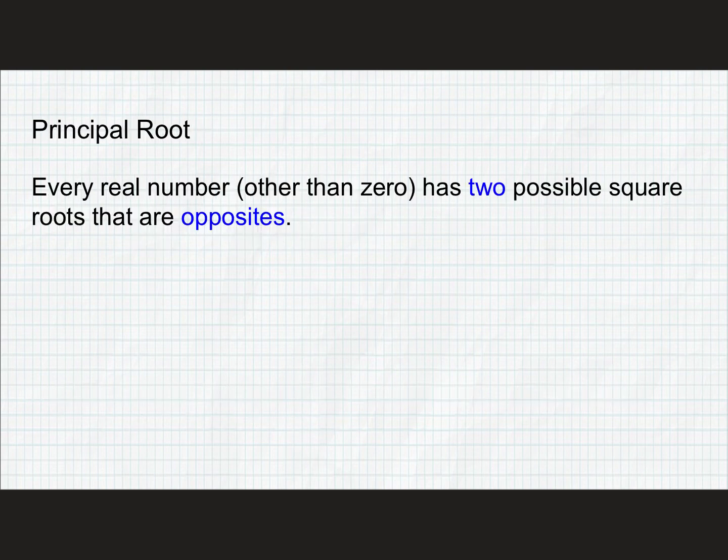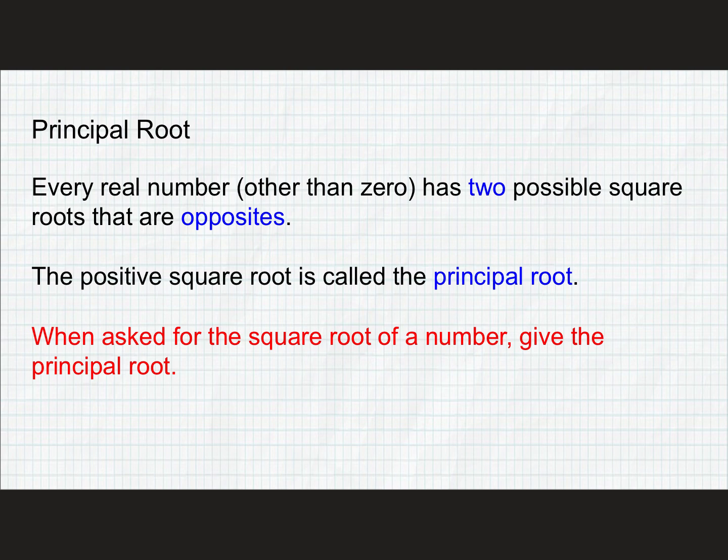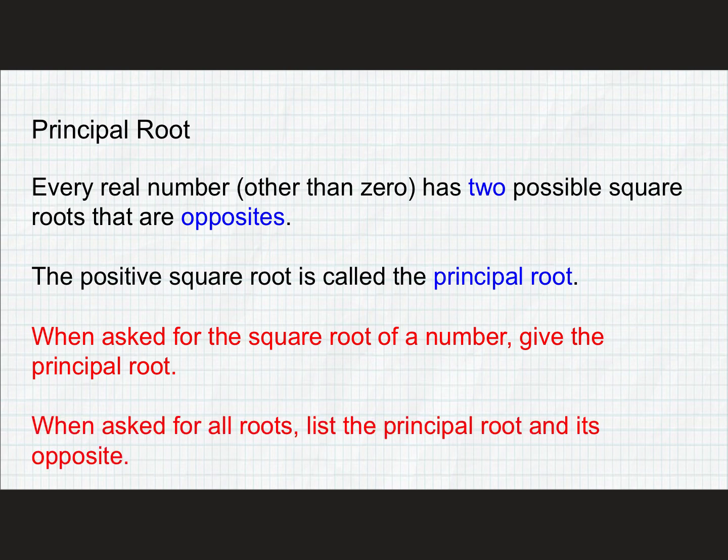Just like the square root of 1 has 2 possible roots, every real number other than 0 will also have 2 possible square roots, and these are going to be opposites. The positive square root is called the principal root. When we are asked for the square root of a number, we typically give the principal root. However, if we are asked for all roots, we need to give the principal root as well as its opposite. Once again, make sure you're caught up on the notes because we are moving forward.